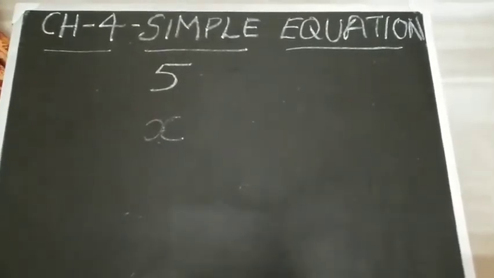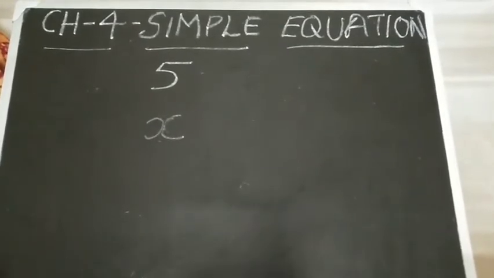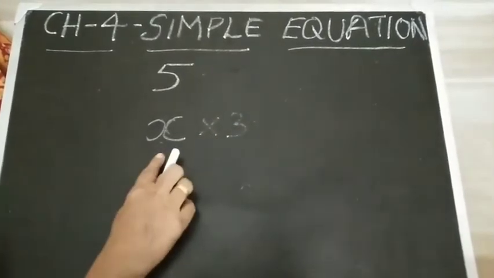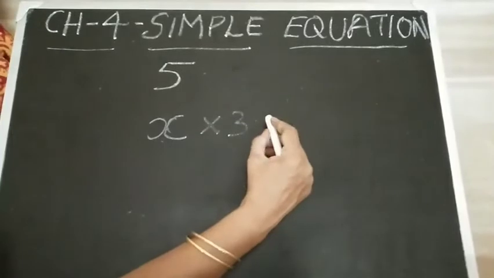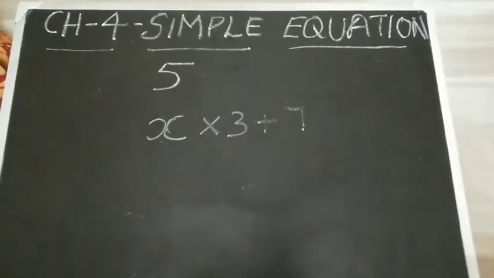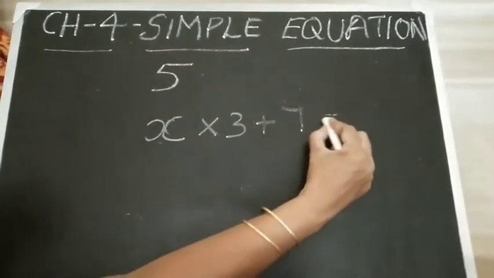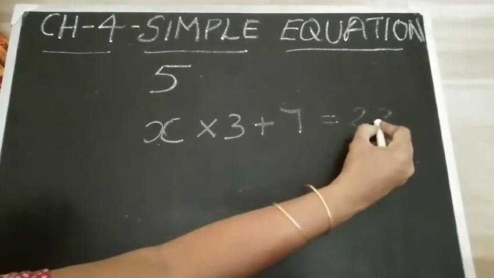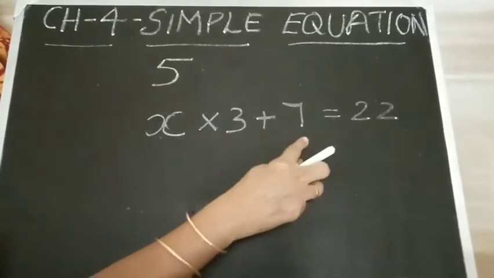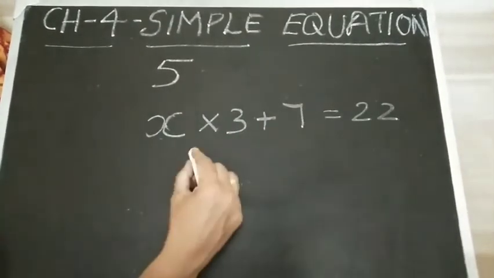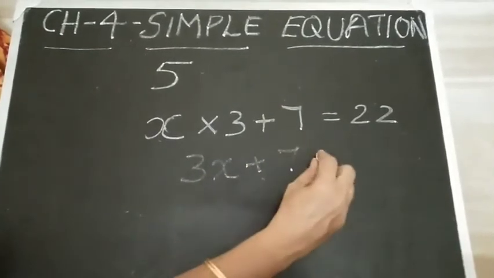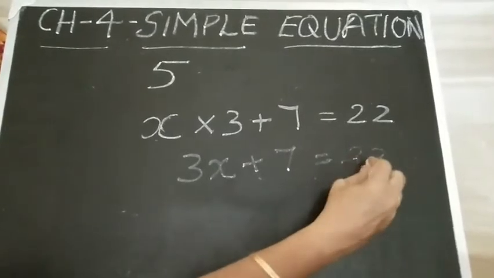Okay, now I asked her to multiply the number into 3. I don't know the number, so X, that into 3. And I asked her again to add it with 7. So, she gave me the result to be 22. Okay, now X into 3 plus 7 is equal to 22. So, you can write it in other words as 3x plus 7 is equal to 22.